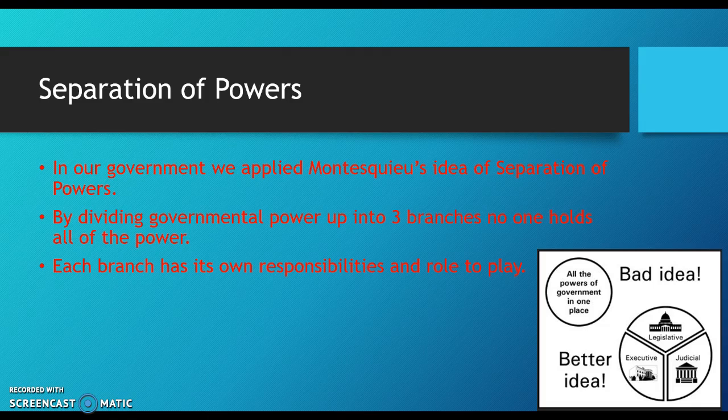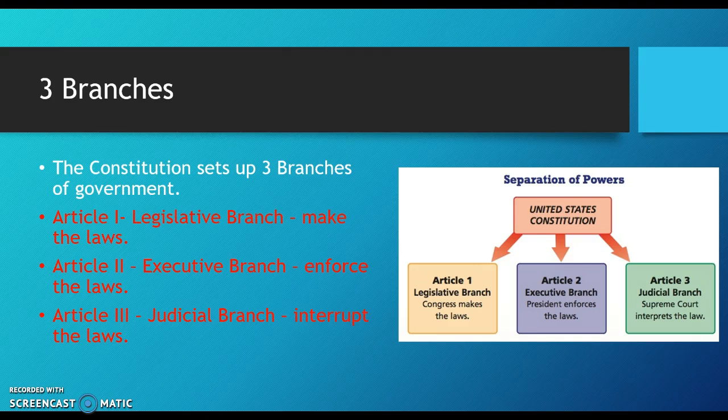Now, in our Constitution, we apply Montesquieu's idea of a separation of powers. Basically, what Montesquieu says is that you don't want power in the hands of one group. That's going to cause corruption. So if we split it into different branches, no one holds all the powers. Each of the branches has its own responsibilities and its own roles to play. So our Constitution does this for us.